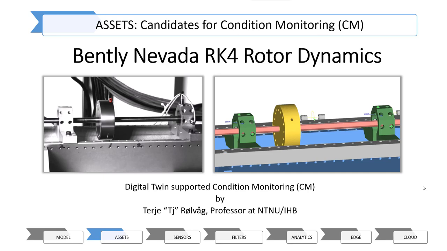In a previous video I demonstrated how you could use a digital twin to support structural health monitoring, and I used a cantilever beam as an example. In this video I will use a Nevada RK4 rotor test rig to demonstrate condition monitoring supported by a digital twin model created in FEDEM. And here you see both models running at critical speeds. First the physical model of the test rig, and here you see the virtual model of the test rig.